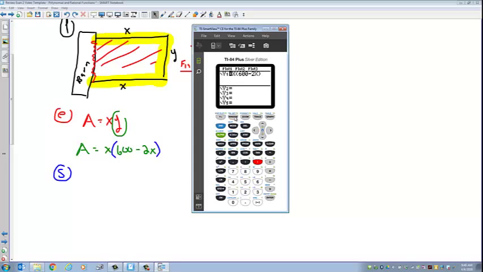Then we'll make our window. Now our window, we're going to start at 0, and we have 600 feet of fence. So what I'm going to do is go to 300. The reason I'm choosing 300 is if this is 300, then this is 300, so you have 600 total. So it's as big as x can be, actually. And then I'll hit zoom. I'll hit 0 for zoom fit, and it gives me a great looking graph.